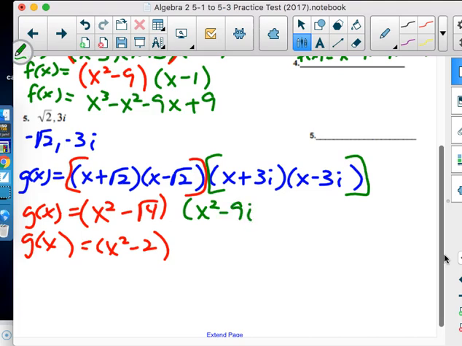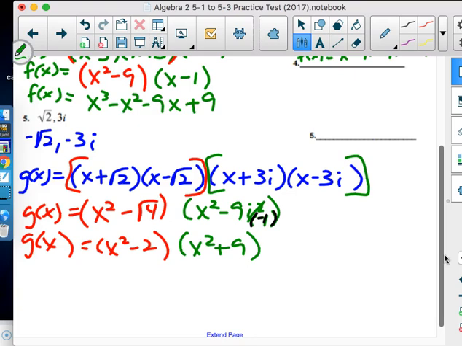Minus 9i squared. Light bulb moment. What's the light bulb moment? i squared is -1. Oh, let me write that in a different color, so if somebody looks at this later, they'll pop out at them. So that'll become x squared plus 9. Oh, this just got so much easier.